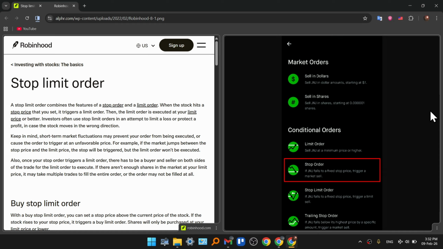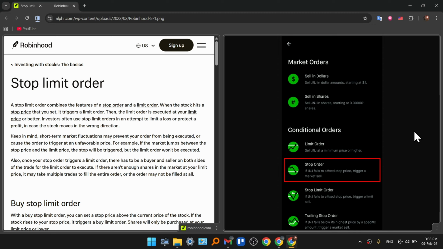And to lock profit, you need to choose the limit order, which is this one right over here on the top, and enter the price which is higher than your entry and the quantity of shares. When price reaches your target, the shares sell for profit.